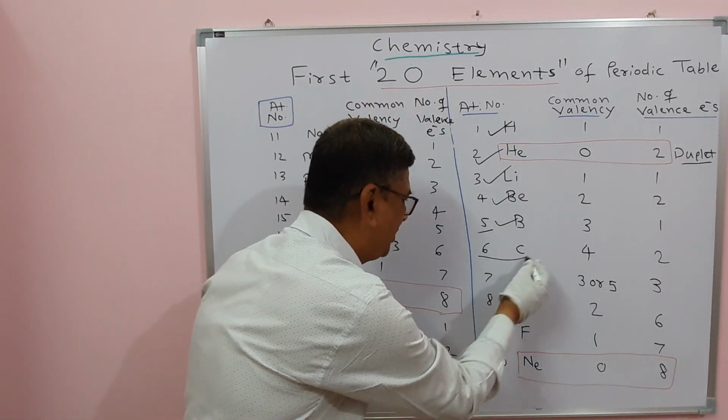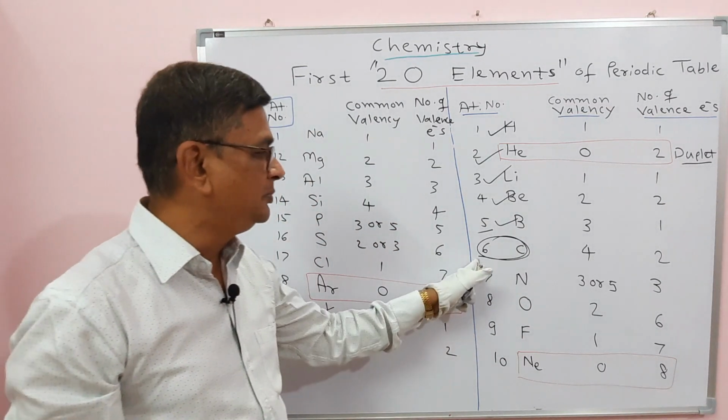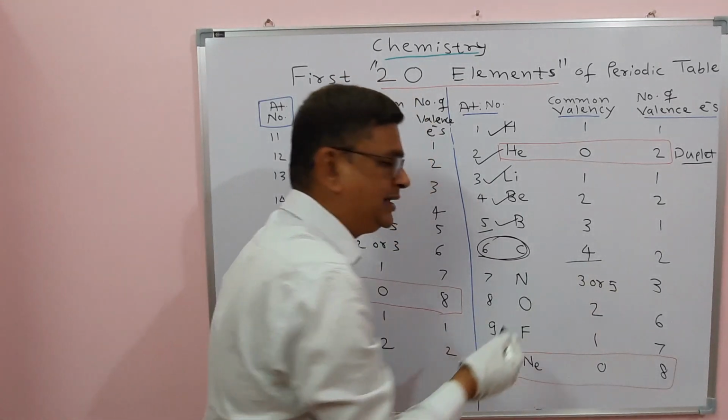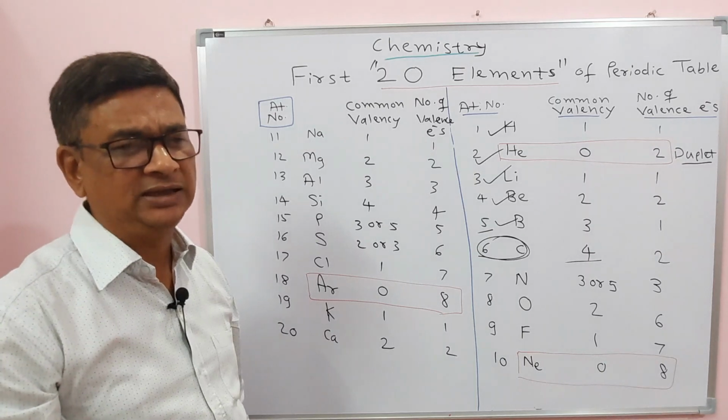Next one is very famous, very important, very useful, carbon. Its atomic number is 6, it has 4 electrons in the outermost shell and its valency is 4. It means carbon can form 4 bonds with other elements.